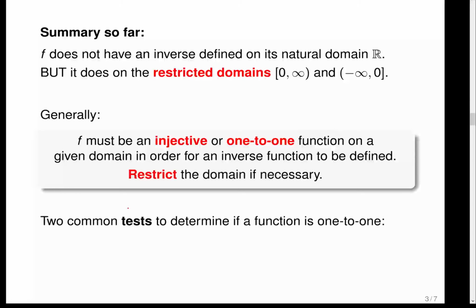Now, if the function isn't one-to-one, then not all hope is lost. You'll just need to artificially restrict the domain of the function so that the function does become one-to-one on that restricted domain. You can then define an inverse function on that restricted domain. So the property of a function being one-to-one is very important. How can we easily tell when a function is one-to-one on a given domain? There are two tests commonly used, called the horizontal line test and the monotonic test. To employ either of these tests, you'll need to first sketch the graph of the function.